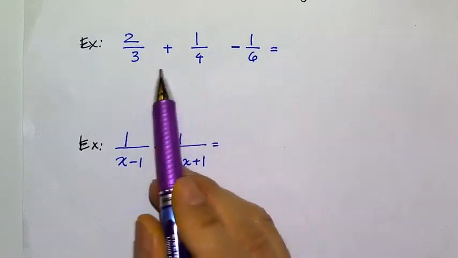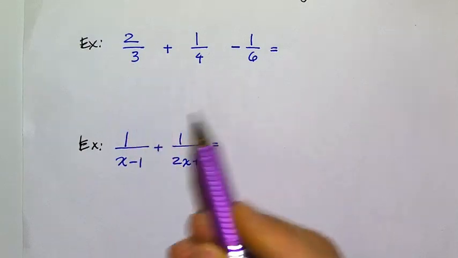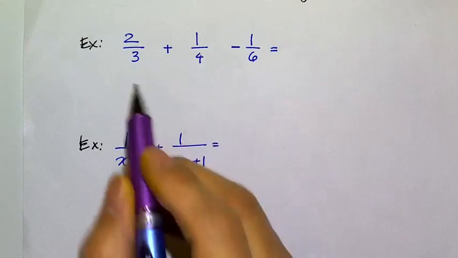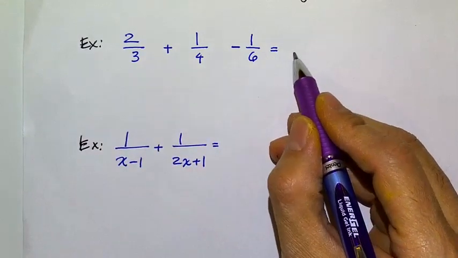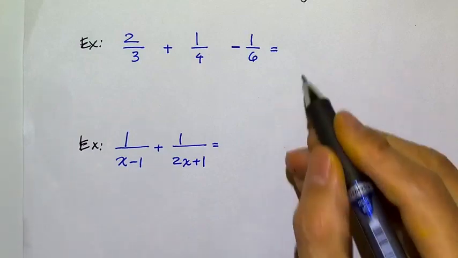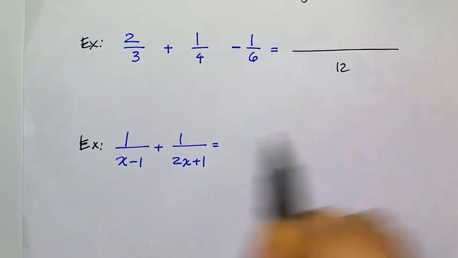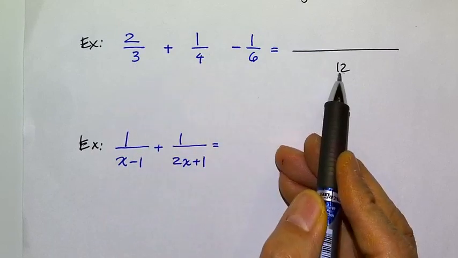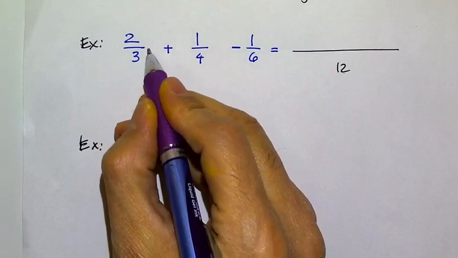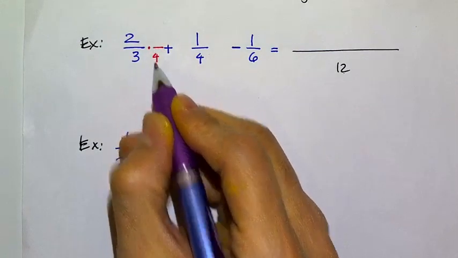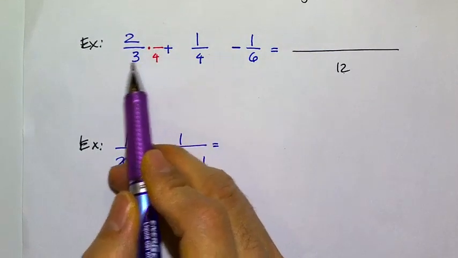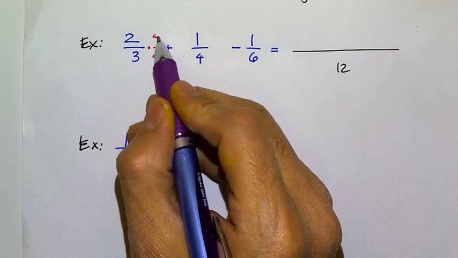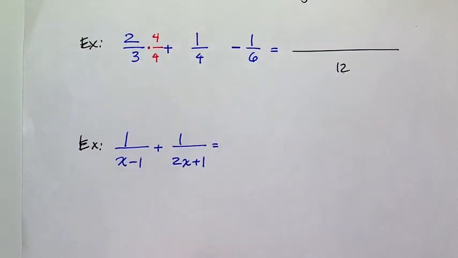So in this case, we have different denominators. We wanted to find the common denominator. In this case, it would be 12. So if the common denominator is 12, then each of these should match that. So to match 3 to 12, we would have to multiply the denominator by 4. But of course, we can't do this to the denominator and not do the same thing to the numerator. So we would also multiply the top by 4.